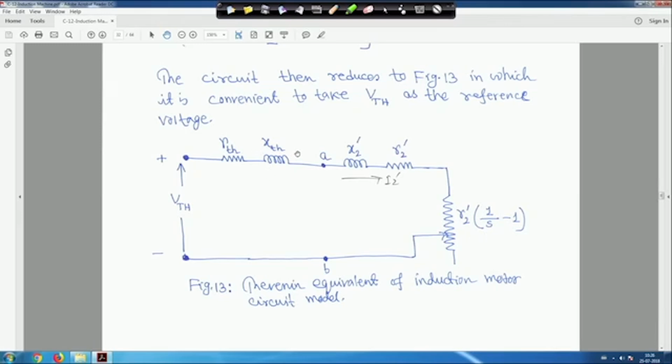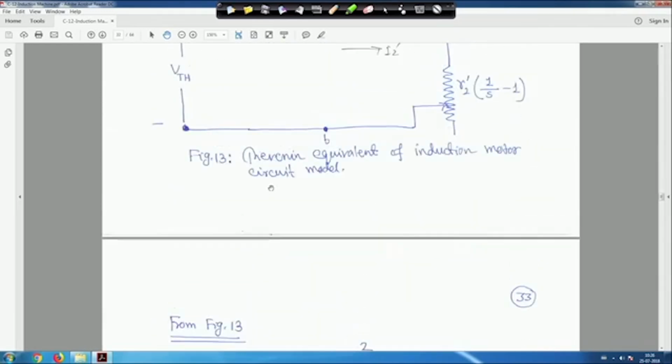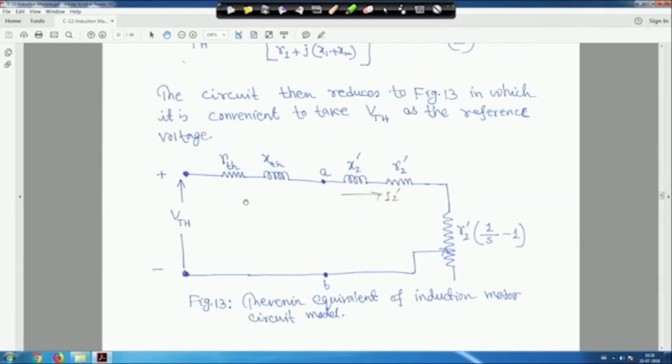So this is R Thevenin, X Thevenin, and this is the point AB, and then this is connected. Basically it is X2 dash, R2 dash by S, but R2 dash by S we have written like this, right. So this is my I2 dash, the current, and this is my voltage V Thevenin, understandable, right. So now from figure 13, you can write I2 dash is equal to V Thevenin upon R Thevenin plus R2 dash by S plus j times X Thevenin plus X2 dash, right.